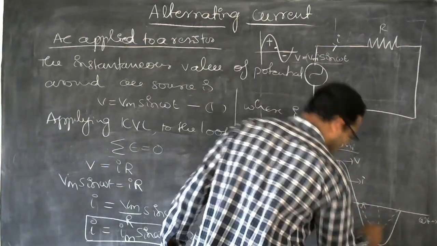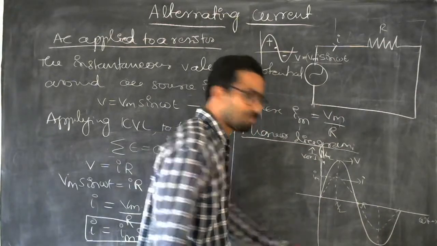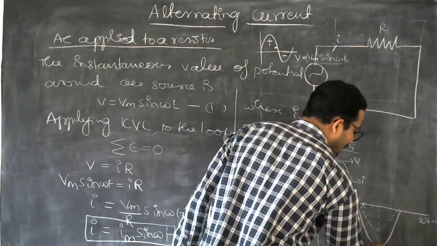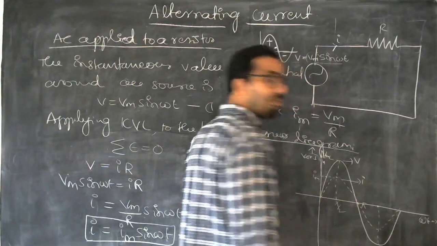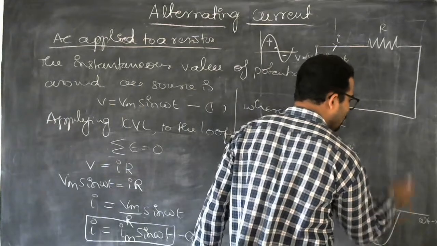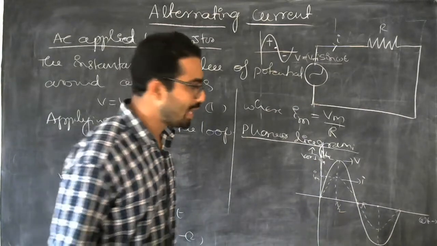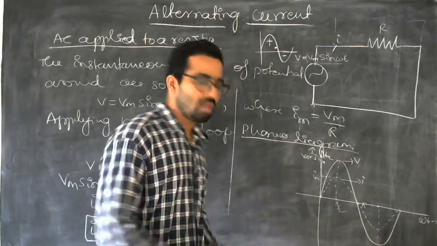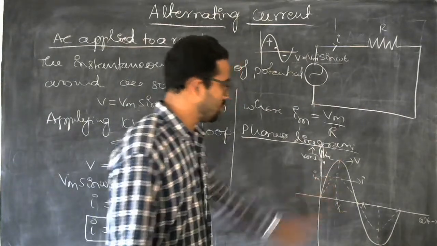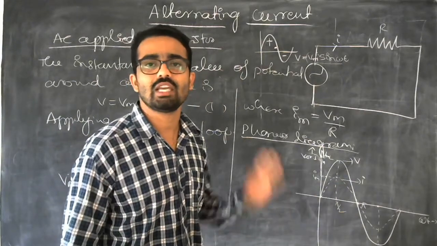Again they will increase, but they are in the negative axis. Again they will reach the maximum value here at the same angle. Again they will come to 0 at the same angle. So that is why we can say here that the current and voltage are in phase with each other.